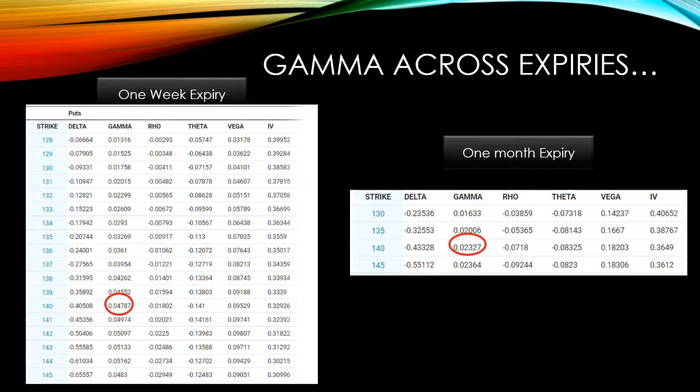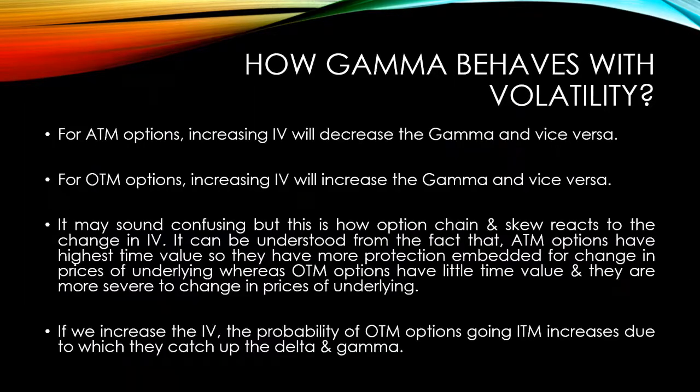You will note that a $140 strike price with a 1 week expiry has a gamma of 0.047, whereas the same strike price with 1 month expiry has a gamma of 0.02. So there is almost half the gamma in monthly expiry as compared to weekly expiry. So next, let's move on to the next slide.